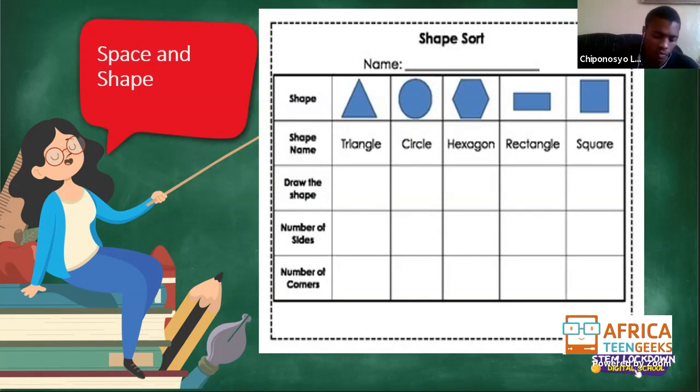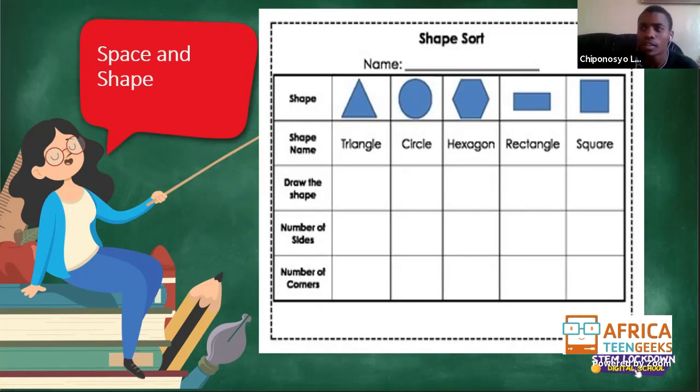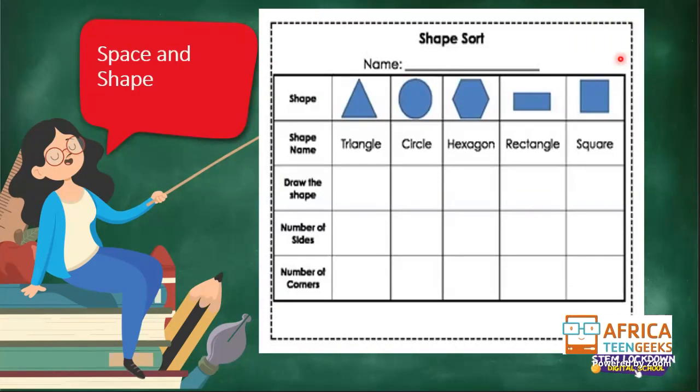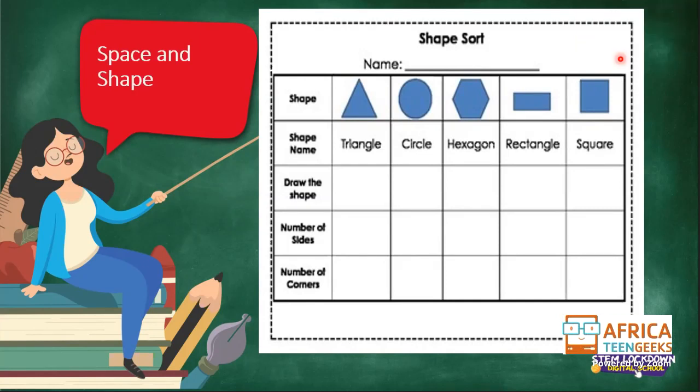Hello, sir. How are you? I'm fine. And you, sir? I'm good. Are you happy? Yes, sir. Awesome. Help me with some of the answers. With the circle, how many sides does the circle have? 0. How many corners? 0. Do you know that you're awesome? Thank you, sir.